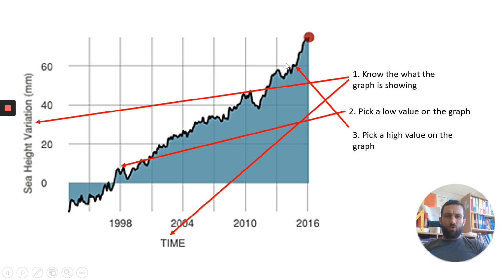Step 3, pick a high value. So I think I've got this about 2015, it is at 60 millimetres. Alright, so I've got my low value, 5 millimetres, and my high value at 60 millimetres.